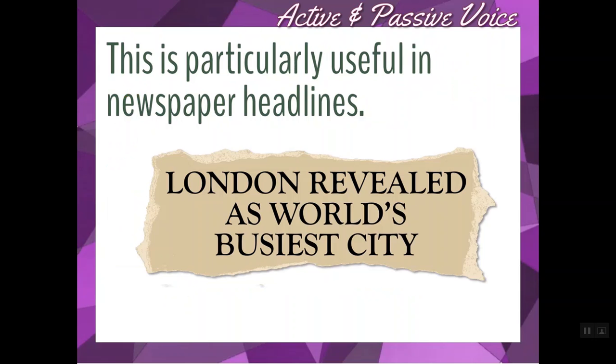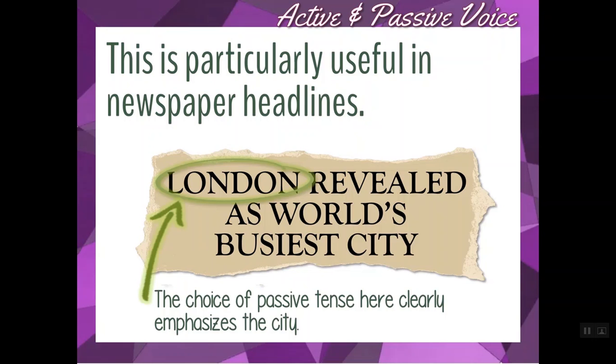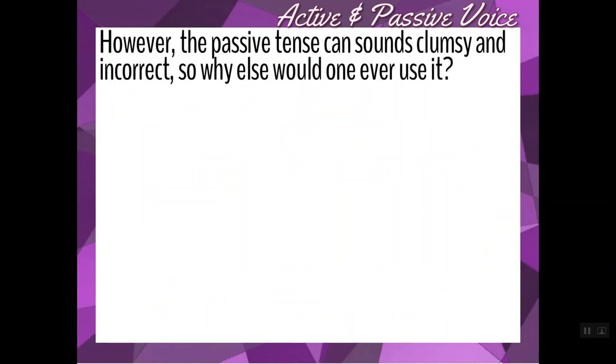So this is a passive voice here. London revealed as the world's busiest city. So the choice of passive tense here is it emphasizes London. So if you were a London paper, you might want to have that emphasized first. But passive voice, passive tense sounds clumsy and incorrect. So why would anyone ever use it?